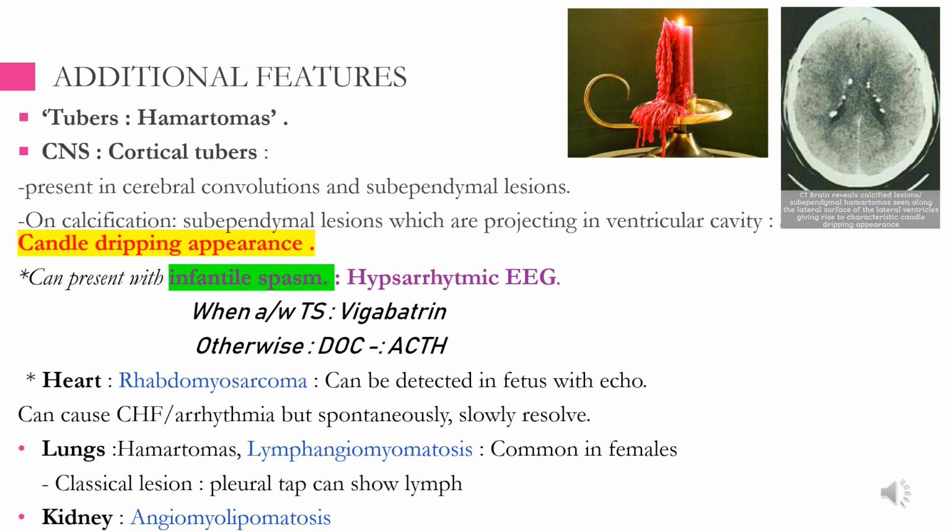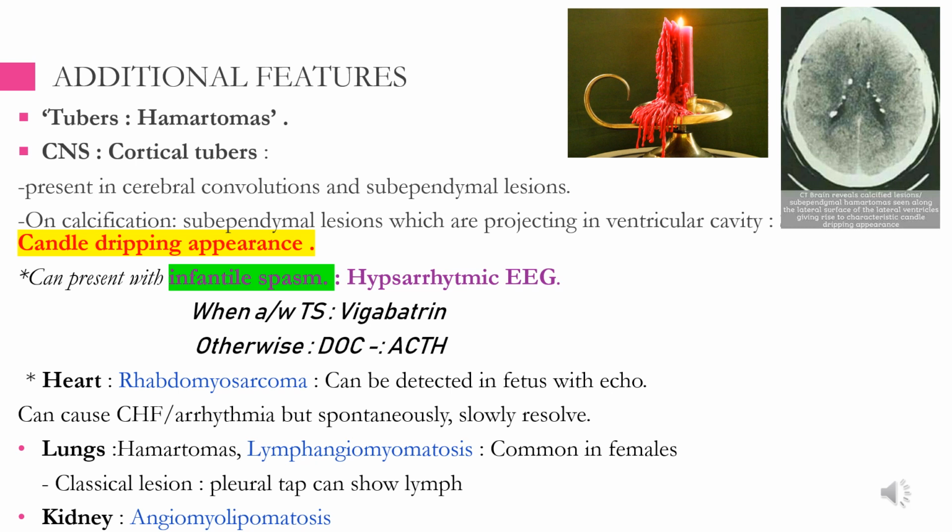Now the tuberous sclerosis lesions can present with infantile spasms in the baby, and the EEG shows a hypsarrhythmic pattern. When infantile spasms are associated with tuberous sclerosis you have to give vigabatrin; otherwise the drug of choice for infantile spasms is ACTH.